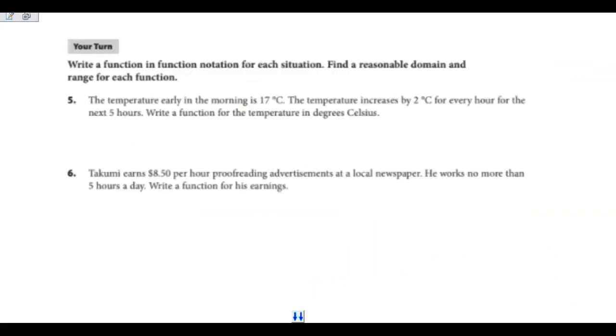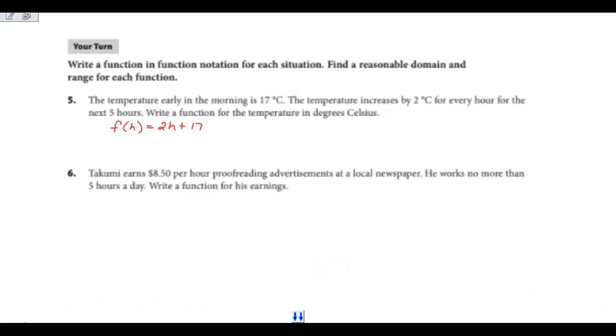Okay? I'm going to write each function in function notation for each situation, then find the reasonable domain and range for each function. So on number 5, it says the temperature early in the morning is 17 degrees Celsius. The temperature increases by 2 degrees Celsius for every hour for the next 5 hours. Write a function for the temperature in degrees Celsius. So the first thing we want to do is to come up with our function notation. So once you go ahead and work on that.